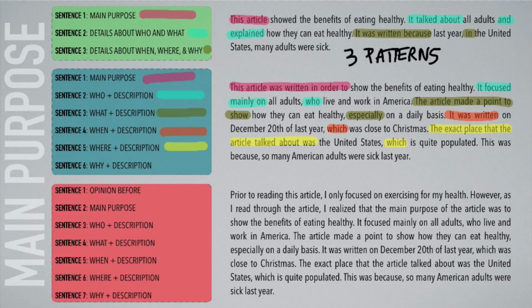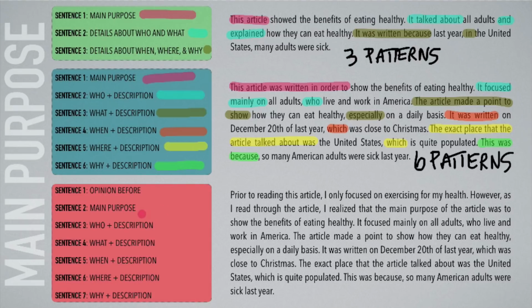The 6th sentence for the intermediate level summary is why plus description. Let's read it. "This was because so many American adults were sick last year." So for this sentence, the pattern is "this was because." All right, so for the intermediate level, we have a total of 6 patterns that we need to use when we are summarizing an article. Okay, let's keep going to the advanced level.